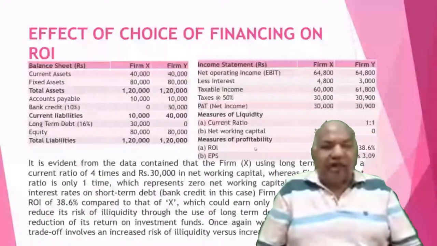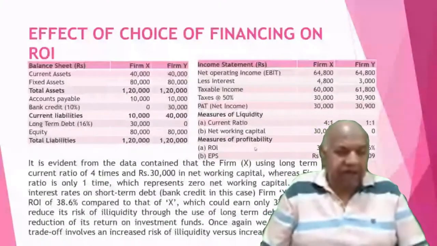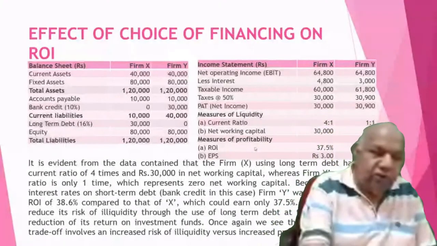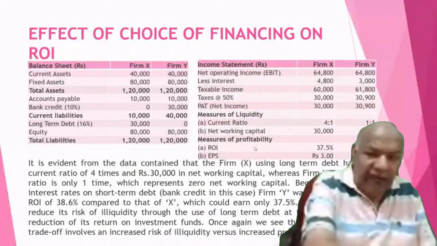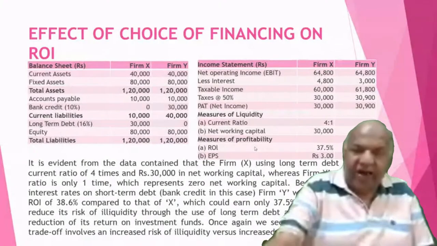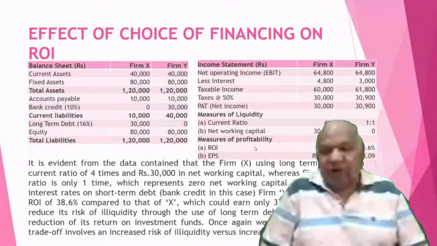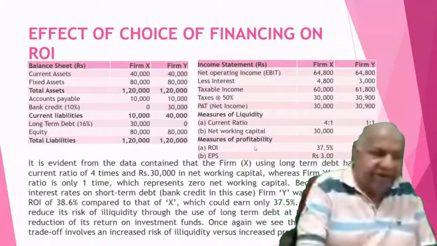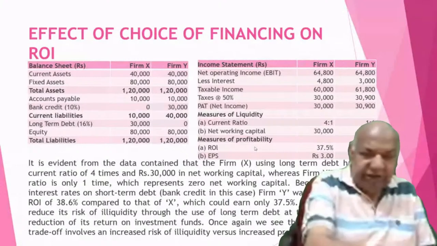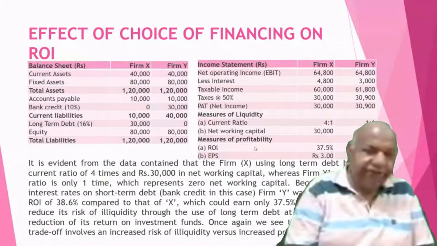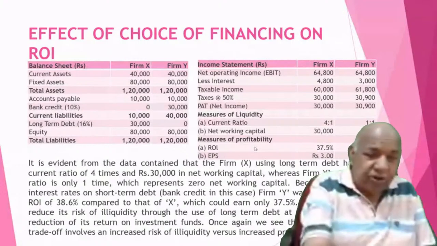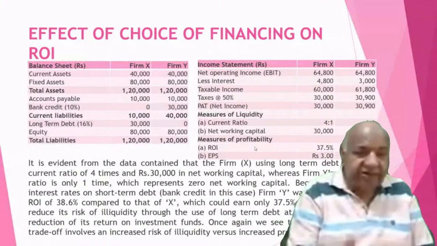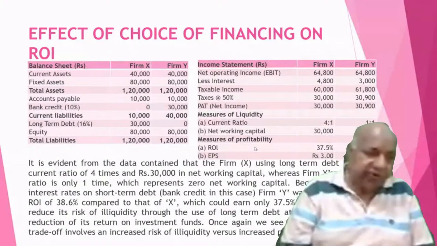Effect of choice of finance on ROI, return on investment. Here I have given you two balance sheets of firm X and firm Y, as well as two income statements of firm X and Y. In the balance sheet, current assets is the same for both the firms, 40,000. Fixed assets is also the same for both firms, 80,000. Or total assets is the same, 1,20,000.